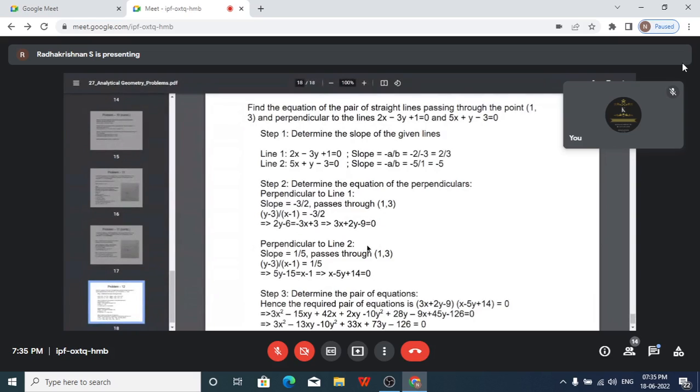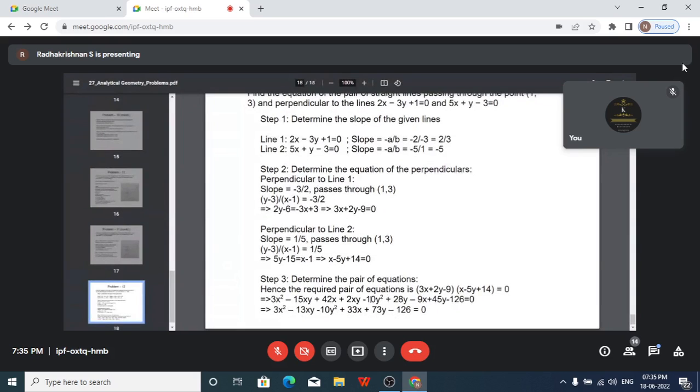Similarly, determine the perpendicular to line 2. That will be x minus 5y plus 14 equal to 0. So the pair of lines is the product of the two: 3x plus 2y minus 9 into x minus 5y plus 14 equal to 0. Then expand it.